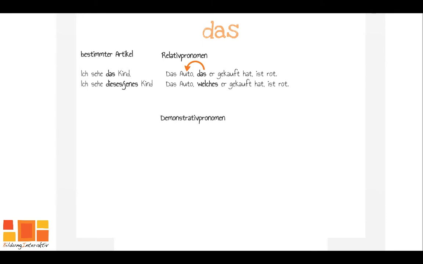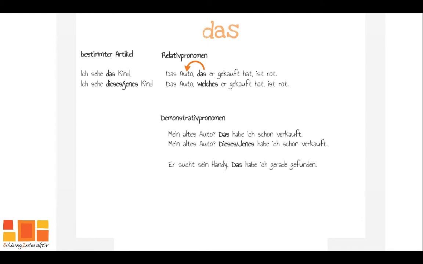Could also be a demonstrative pronoun, like in these examples, mein altes Auto, das habe ich schon verkauft. Here we can also say, dieses habe ich schon verkauft oder jenes habe ich schon verkauft. So again, we can replace das by dieses or jenes. Same thing here. Sucht sein Handy. Das Handy, das habe ich gerade gefunden. Dieses habe ich gerade gefunden or jenes habe ich gerade gefunden. So, again, we can replace das by jenes or dieses.